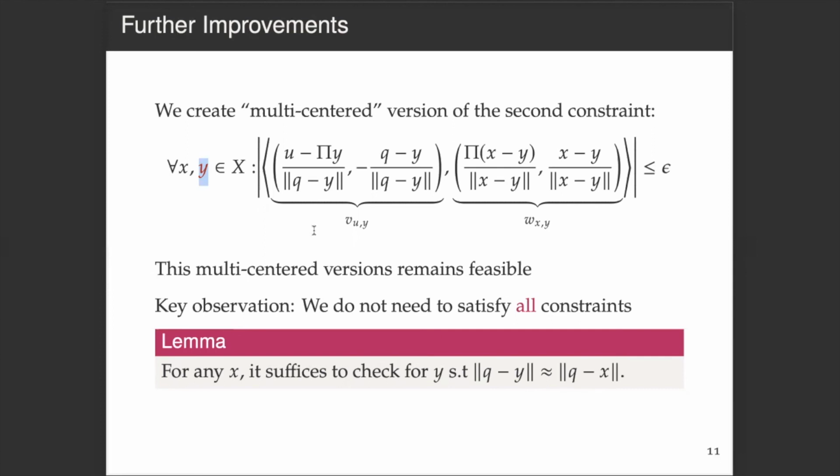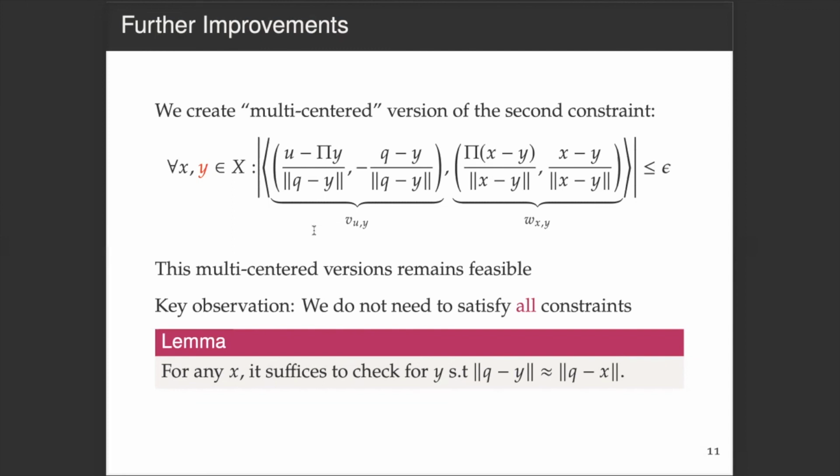A simple argument shows that even this multi-centered version of the second constraint remains feasible. So any solution to the set of constraints is also going to be extendable to a terminal embedding. However, our main observation is that despite the fact that we have more constraints now, n squared as opposed to the n constraints that we had previously, we don't actually need our candidate U to satisfy all of them. We only need our candidate U to be extendable to be a valid terminal embedding for Q.